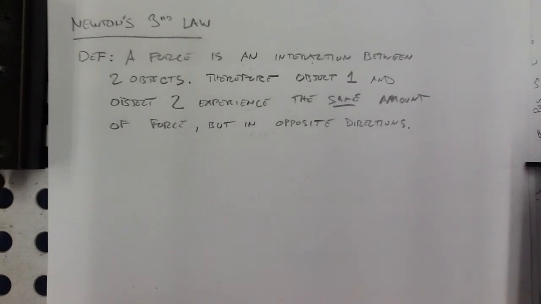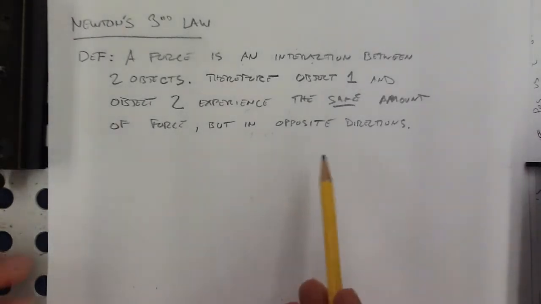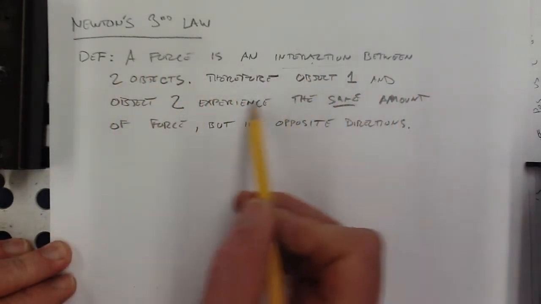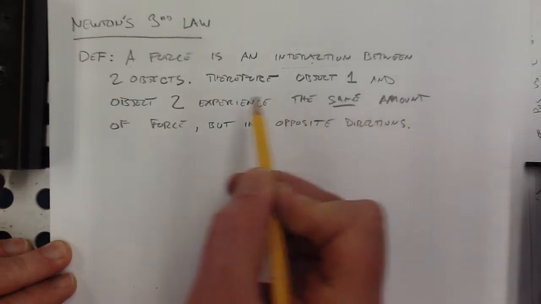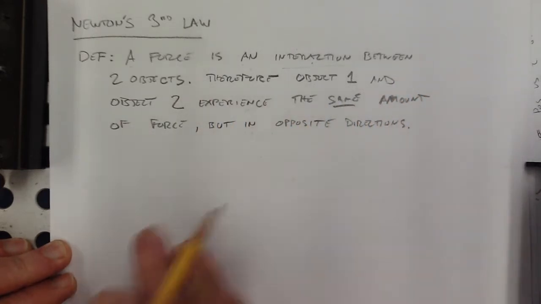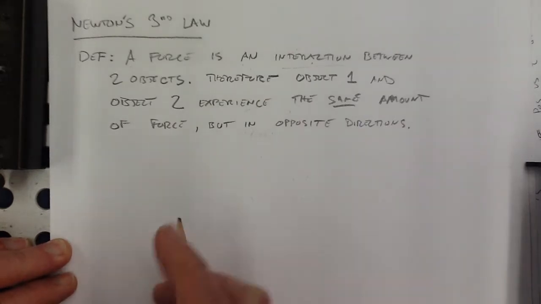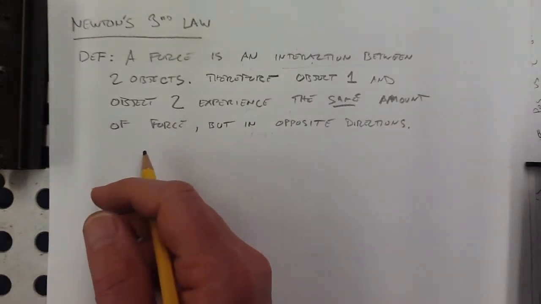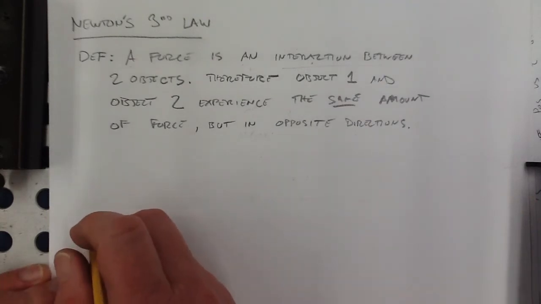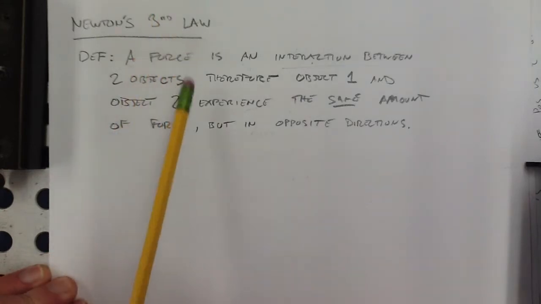So there's lots of different examples that we could come up with, but the short version of the story is that whenever you have an interaction between two objects, the force that's experienced by the two objects is exactly the same, but in opposite directions. And that is a true fact. All right. I think that's all I want to tell you about Newton's third law.